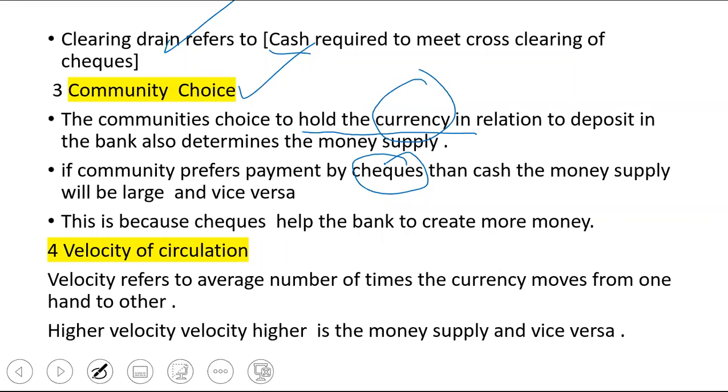I am asking the question: does the Indian community even today prefer cash or check? Which one do they prefer? Cash. Very good. No matter how much demonetization happens, no matter how digital things get, in India people are still crazy for cash, because they prefer cash. Whereas in the American economy, 95% of the people depend upon plastic money.